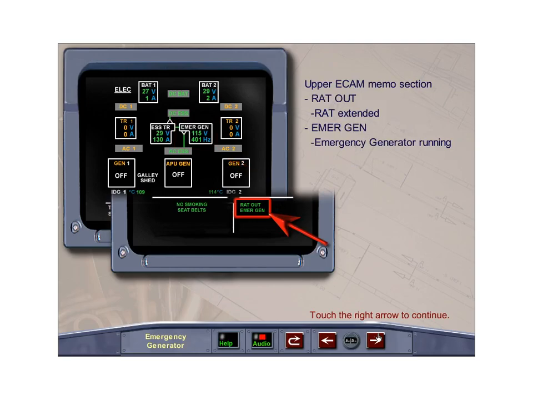When the RAT is extended, RAT out appears in green in the memo section of the upper ECAM display. If the emergency generator is running, EmerGen will also be displayed.